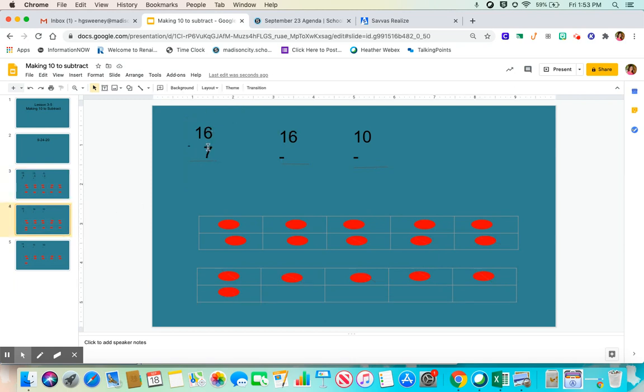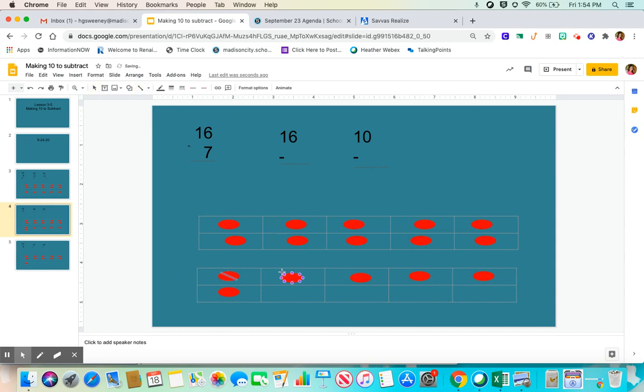16 minus 7. So what I have here is a set of 10 frames, and I have a total of 16 counters. All I want to do first is get rid of the counters down here to make 10, and only the top. So that means I'm going to get rid of 6 counters first. So I'm going to go ahead and cross those out.